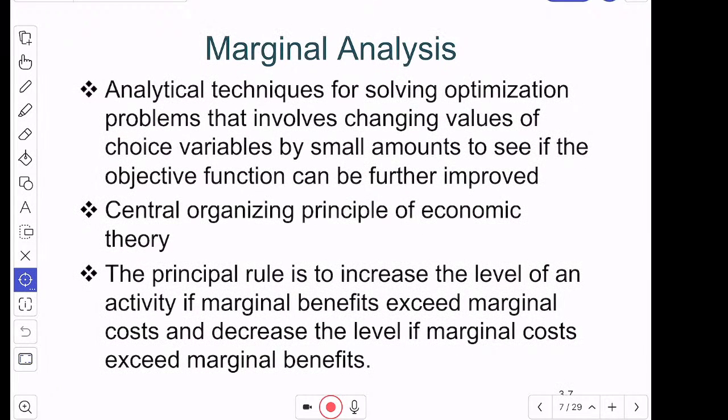Okay, and our results will be on the margin. Marginal analysis is what we end up realizing. Analytical techniques for solving optimization problems that involve changing the values of choice variables by small amounts to see if the objective function can be further improved. Marginal analysis is the central organizing principle of economic theory.